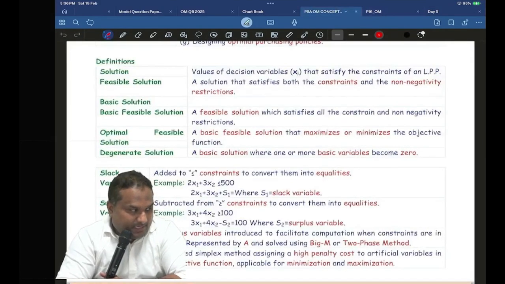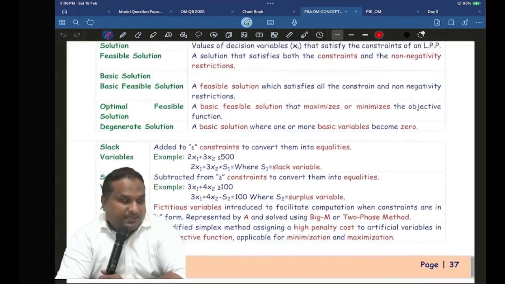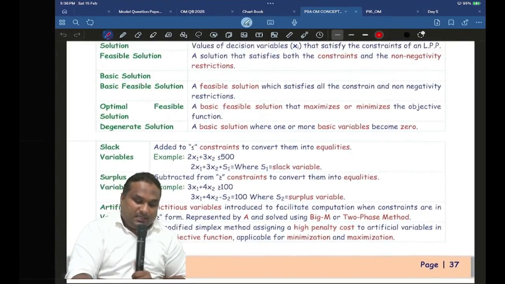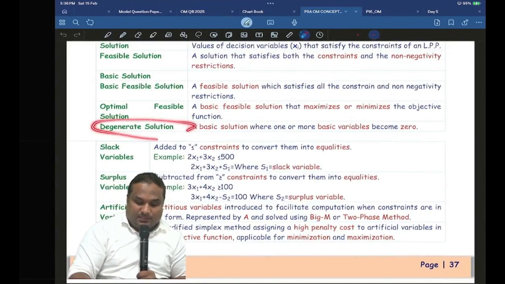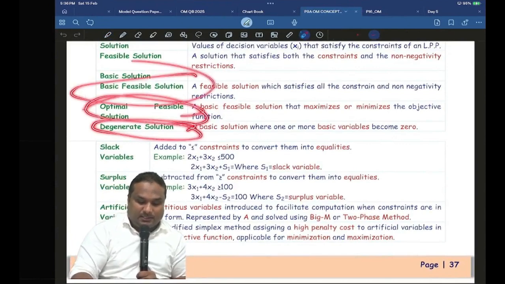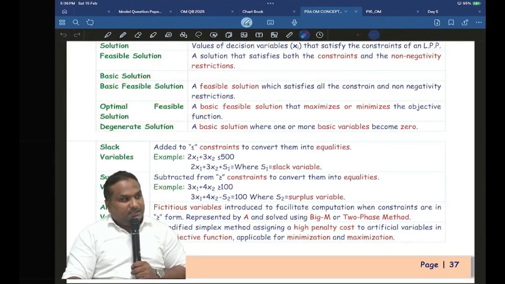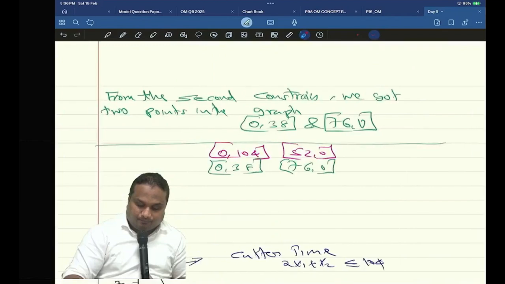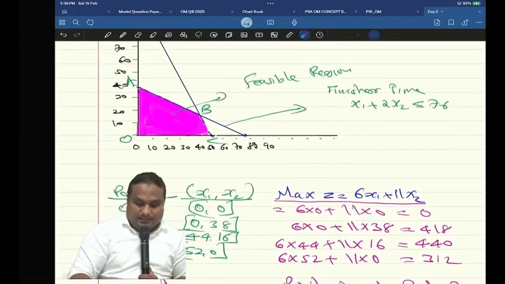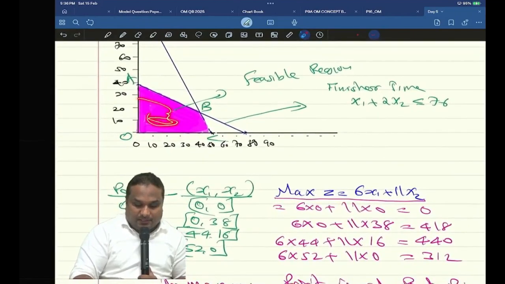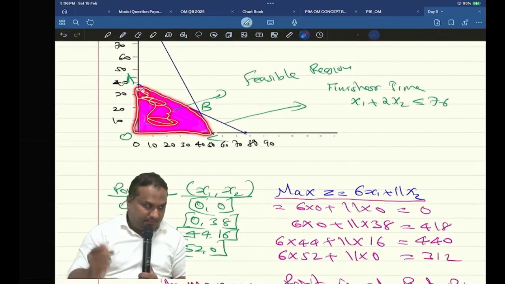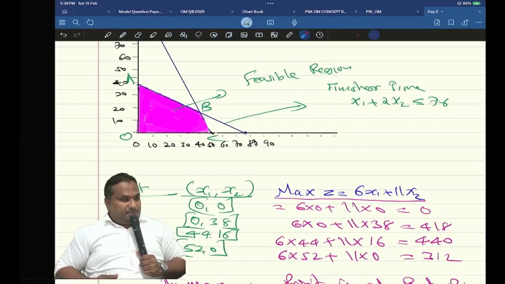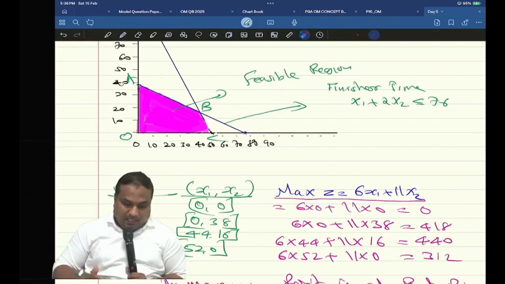Now let's have a look. In our concept book, there is degenerate solution, optimal solution, basic feasible solution, and solution. Let's see what exactly they are. Now look here. This is called a feasible region. Any solution which comes anywhere in this place is feasible.